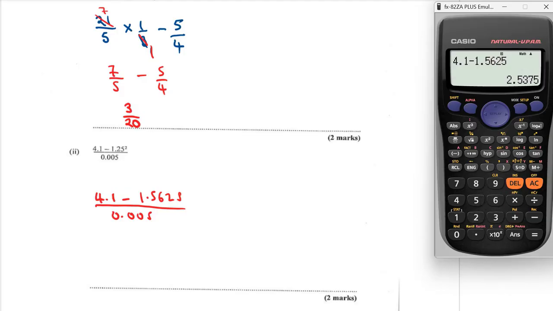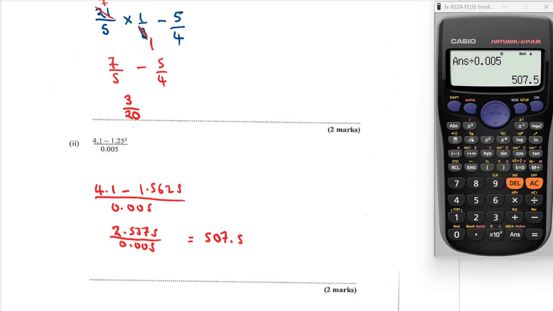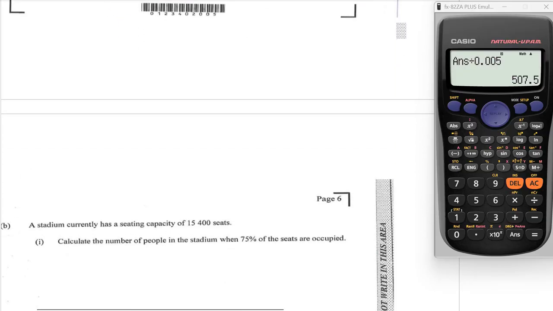And that is going to give us 2.5375 divided by 0.005. So let's divide. Divided by 0.005. And that is equal to 507.5. Right? Let's move to the next question.